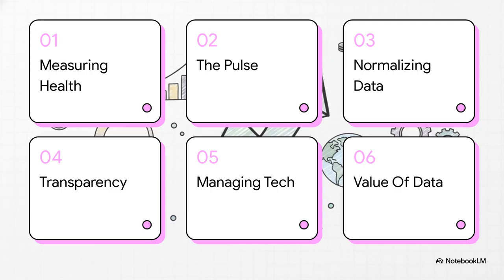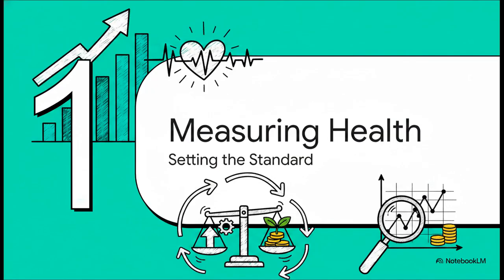Real quick, here's our roadmap for today. We'll be hitting measuring a market's health, the pulse, activity metrics, normalizing the raw data, transparency and efficient markets, managing tech and continuity, and finally, the true value of data. All right, Section 1, measuring a market's health, setting the standard.